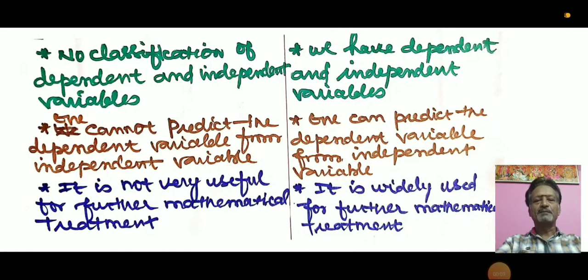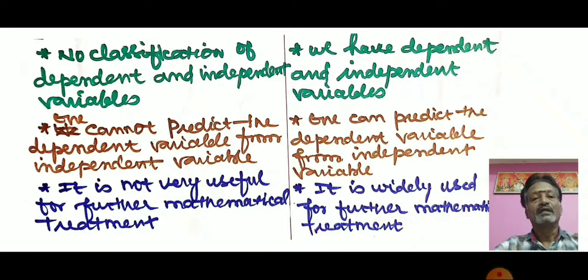Point number 8. Under correlation, one cannot predict the dependent variable from the independent variable, but you take into account of regression. Here it is possible for us to predict the dependent variable with the help of independent variable. The last point, it is not very useful for further mathematical calculation. That is, correlation is not useful for further mathematical treatment, but you take into account of regression, it is widely used for further mathematical treatment.